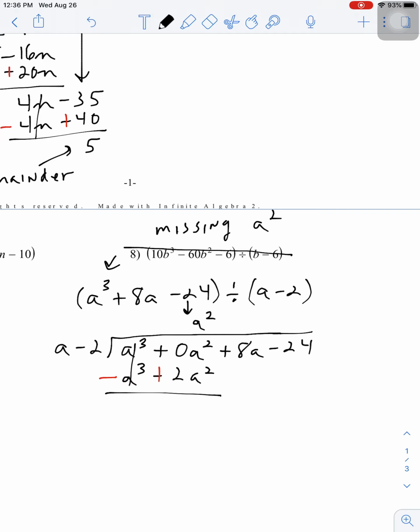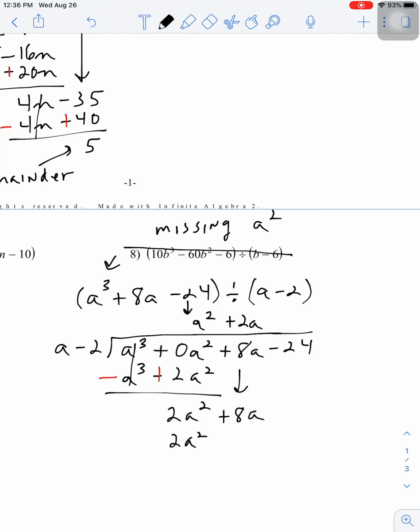The a cubes drop out. 0a squared plus 2a squared is 2a squared. And then we bring down the 8a. Then what times a gives you 2a squared? Well, positive 2a. So a 2a times a is 2a squared.